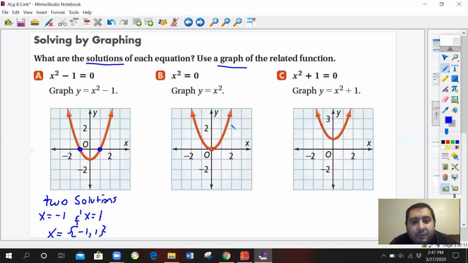If we look at part B, you have x squared equals 0. If we analyze the graph, we notice that it's only touching the x-axis once as your x-intercept. That means this is only one solution.